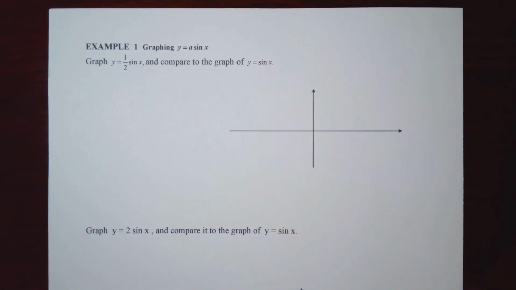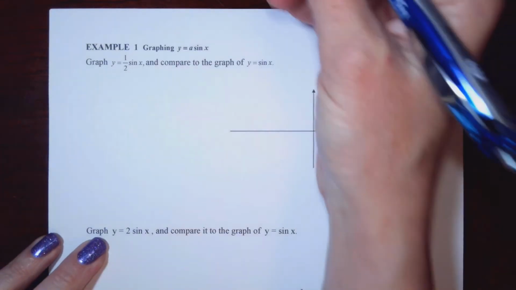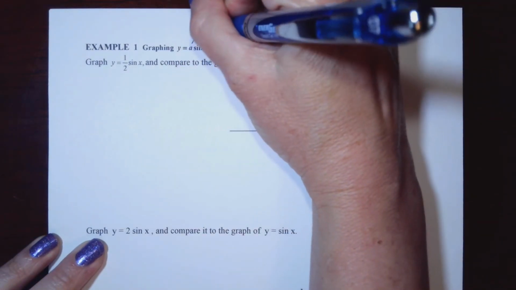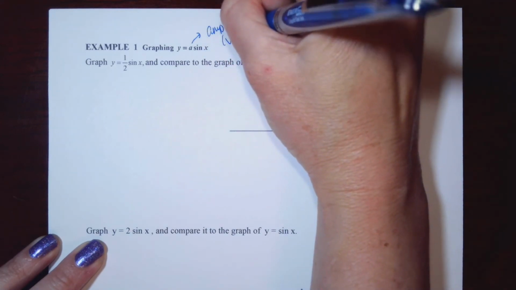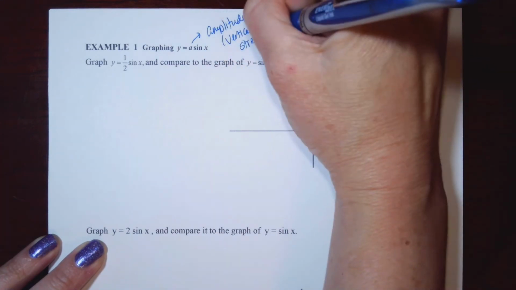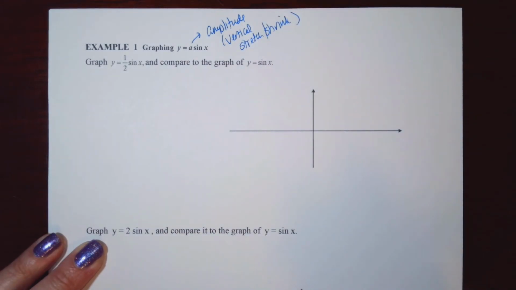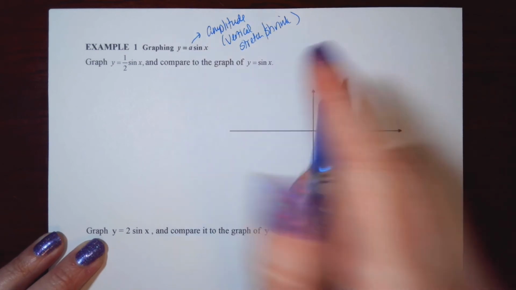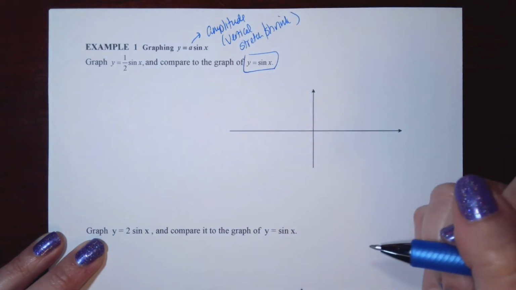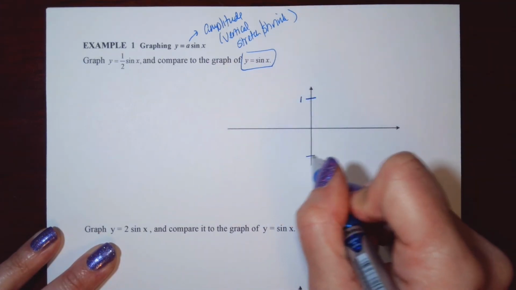Okay, let's start out with some basic sine function graphs. We're going to graph y equals a sine of x. Remember that a is my amplitude. It's a vertical stretch or shrink. It affects my amplitude. And we're going to compare it to the graph of y equals sine of x. So let's start by graphing y equals sine x. Y equals sine x is our parent function.